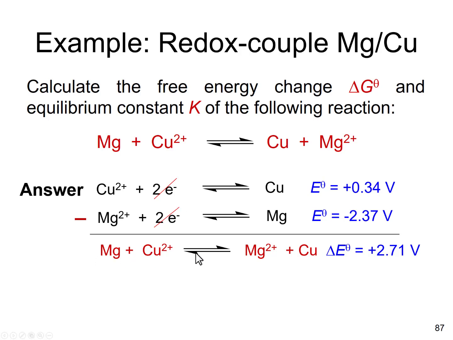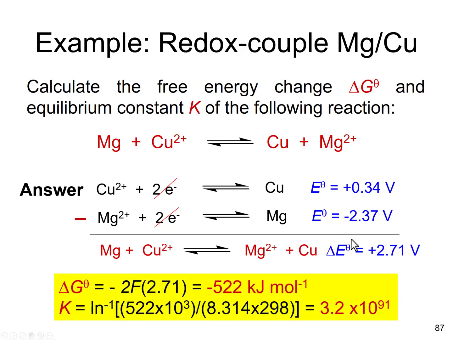Overall, you have this process and you have a delta E of positive 2.71 volts, which means this is a very favorable process. Now you can use this delta E to feed into the equation. And you also know that we are transferring in this reaction two equivalents of electrons, so N equals 2, and that is factored in here. And this is our delta E value.